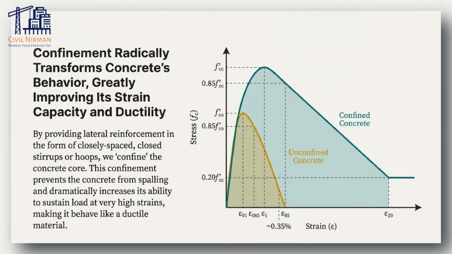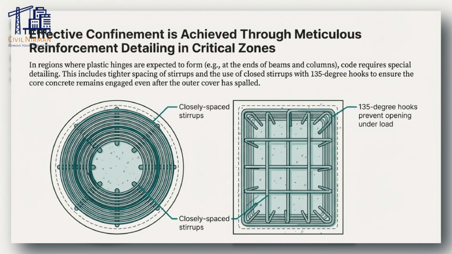Step number 3. Confine the concrete. See, concrete is naturally brittle with a low strain capacity of about 0.35%, but if we confine it with closely spaced closed stirrups, we considerably improve its strain capacity.